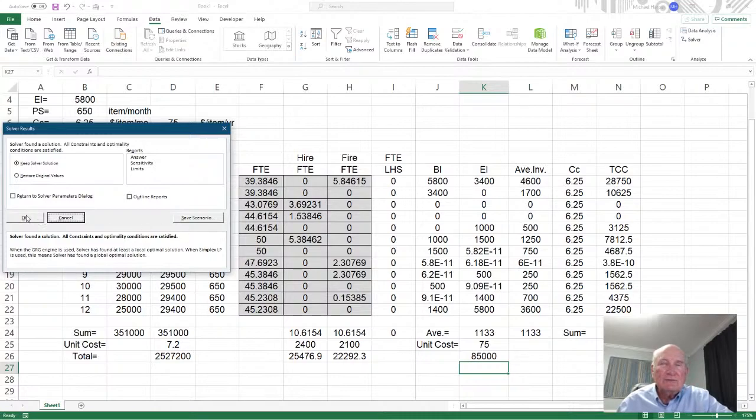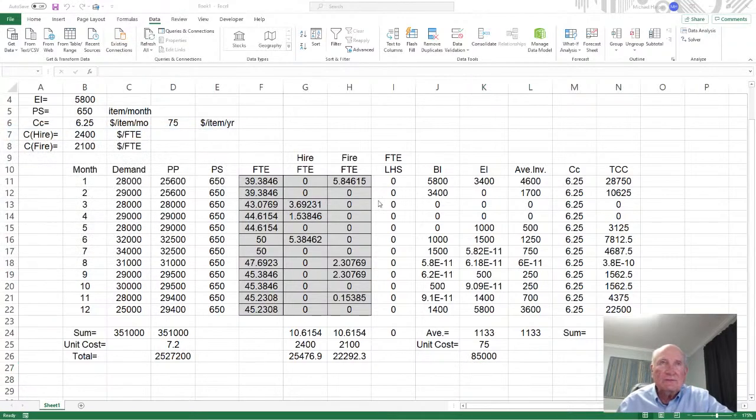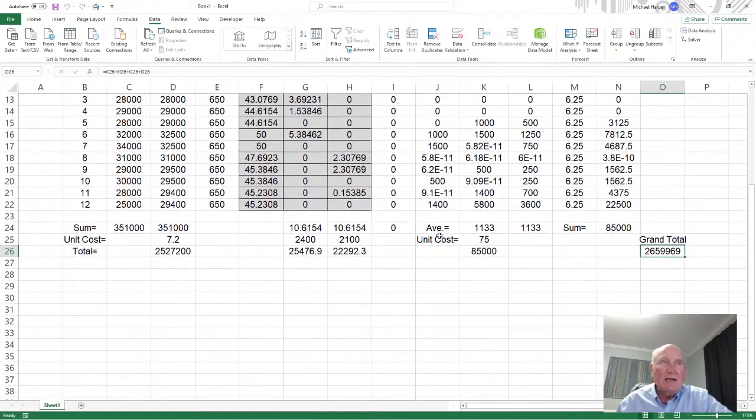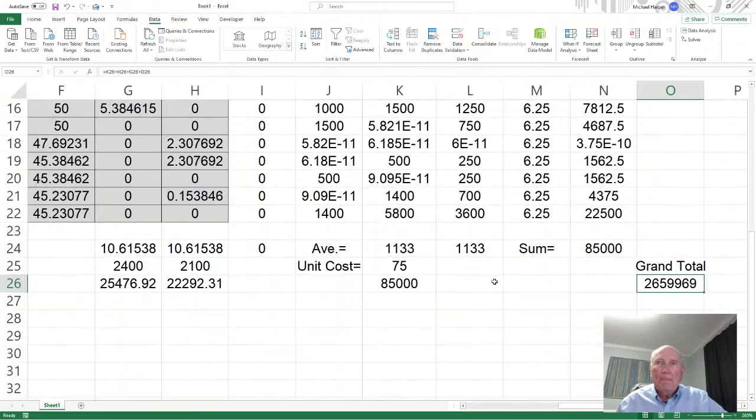And that's what I got. Yep, everything is right. Once I put all the equations in there. Yep, that's what it looks like. So the total here is 265. Let me make that bigger so you can see it. Okay, 265,9969. That's one of the answers in the homework.